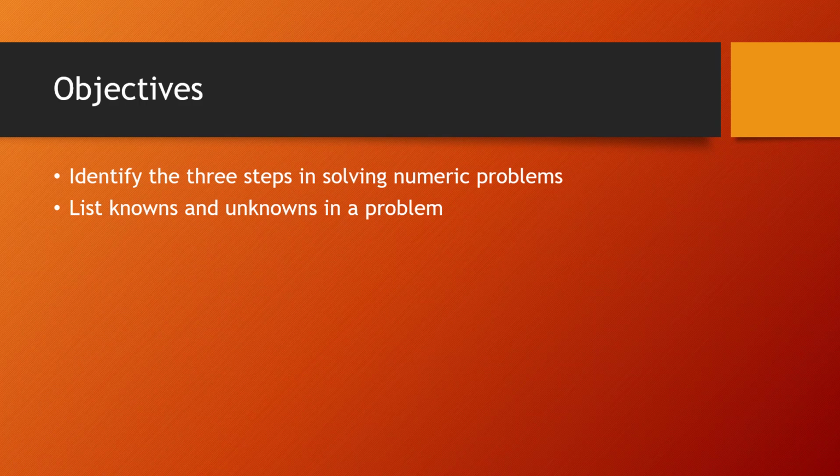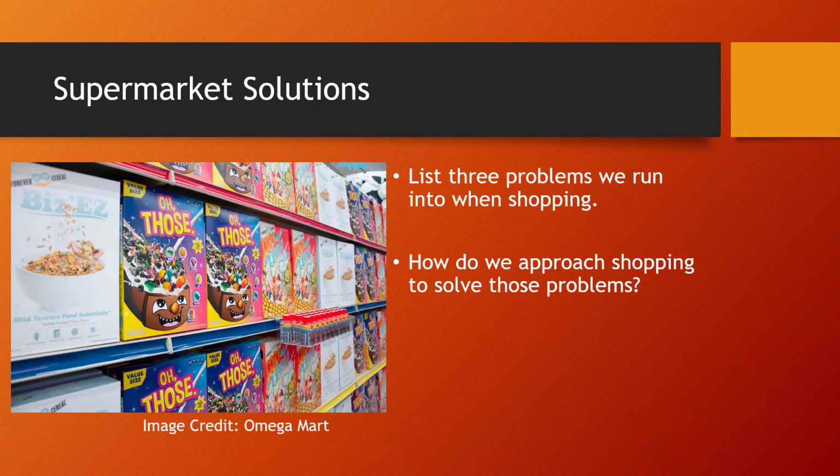Clearly, that last objective, list knowns and unknowns in a problem: if I give you a problem on the exam, you may be just asked to list what you know and what you do not know but will need to know. Take, for example, going to the supermarket. One problem we may run into when shopping is trying to purchase the cheapest cereal, but something still that we want to eat, obviously. So we need to develop a plan.